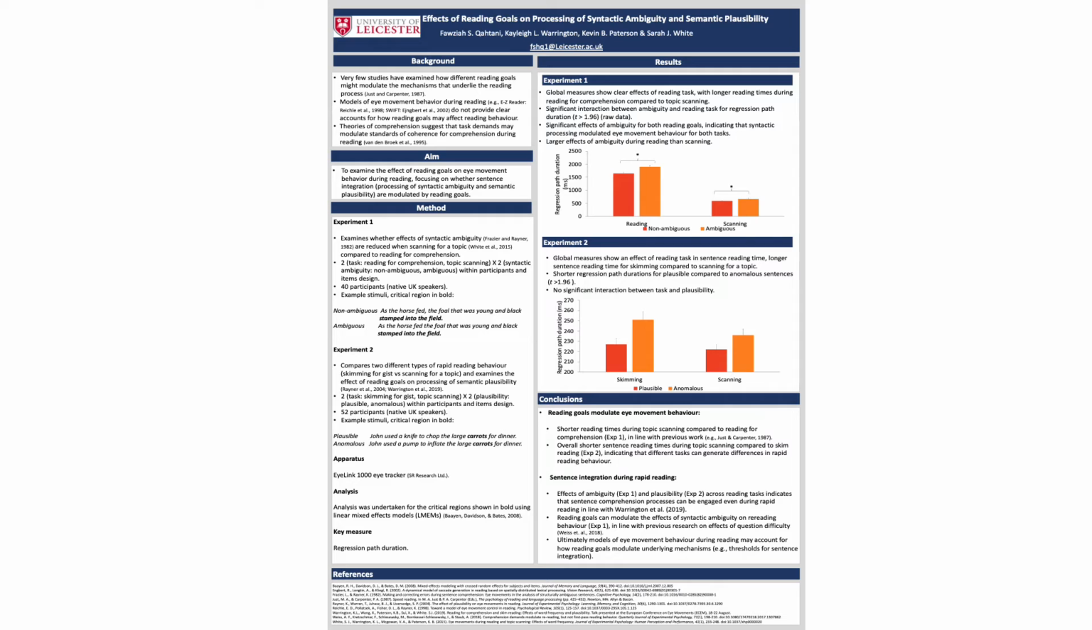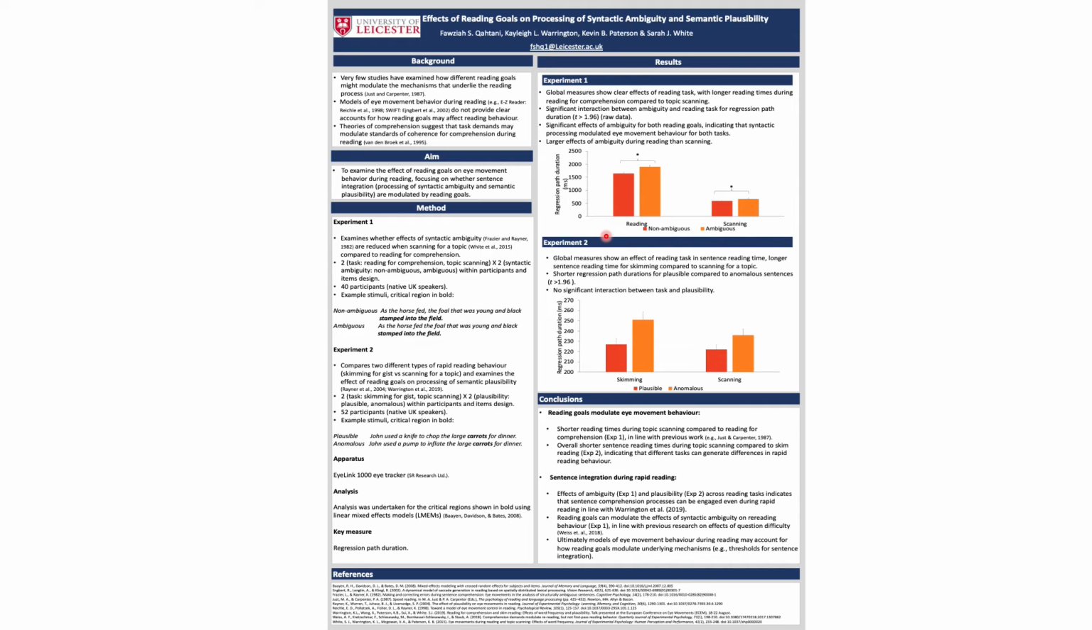Experiment 1 showed clear effects of reading tasks with longer reading times during reading for comprehension compared to scanning for a topic. For regression path duration, for the critical region, there was a significant interaction between ambiguity and reading task. There were significant effects of ambiguity for both reading goals, indicating that syntactic processing modulated eye movement behavior for both tasks. However, the size of the ambiguity effect was larger during reading than scanning, which is consistent with the idea that syntactic processing of the text is more superficial during topic scanning compared with reading for comprehension.